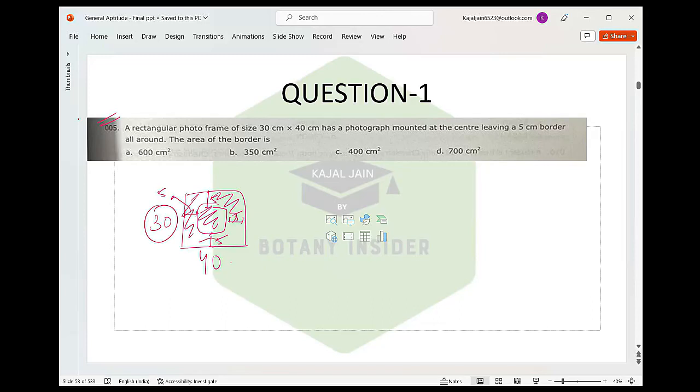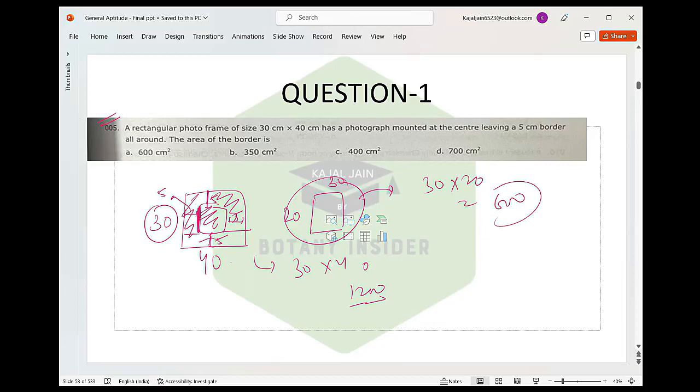So if this is 30 and you're leaving a border of 5 and 5, the photo which is mounted is 20, and over here it will be 30. If I find out the outer area, it will be 30 into 40, 1200. For the photograph, it is 30 into 20, which is equal to 600. I need to find out the border, so I subtract the photograph from the complete photo frame. It is 1200 minus 600. I get the answer as 600. Answer is option number A.